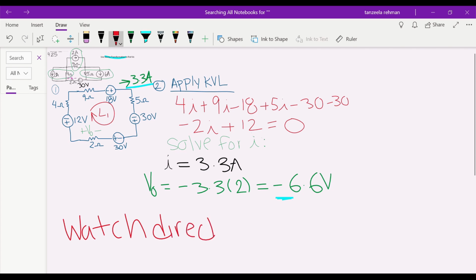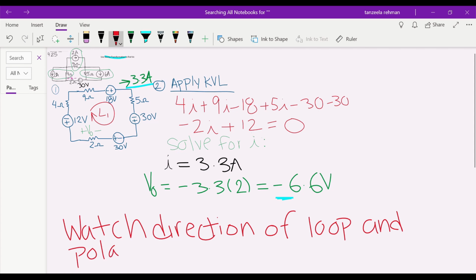So what we have to do very carefully is watch the direction of our current going through that resistor and the defined polarity of the variable given in the question. We have to watch the direction of the loop that we've defined our KVL to be in and the polarity of the voltage defined, not the polarity of the resistance, but the polarity of the voltage source or the defined voltage.